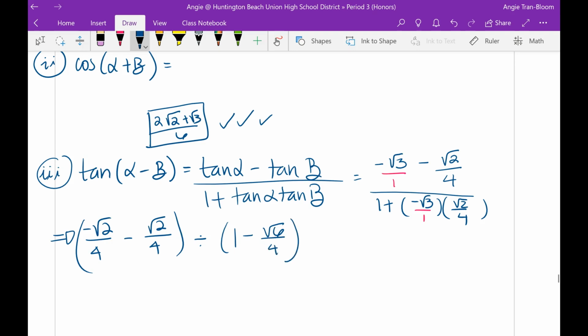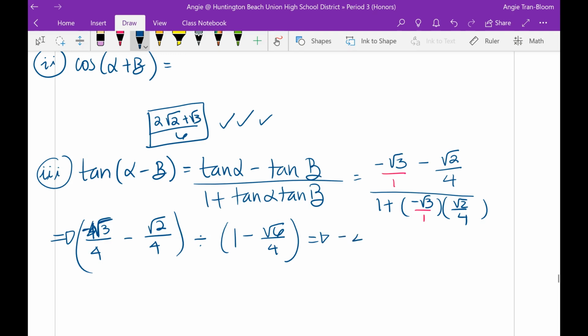Yes? Isn't the first fraction going to be negative? Oh, 3, rad 3. Yeah, good eye. Way to go. Sorry, I jumped the gun there. And I even wrote the rad 2 wrong. Okay, good eye, Chanel. Negative 4 rad 3 over 4 minus rad 2 over 4 divided by 1 minus rad 6 over 4. Okay. Now I'm going to turn the 1 again into a 4 over 4.